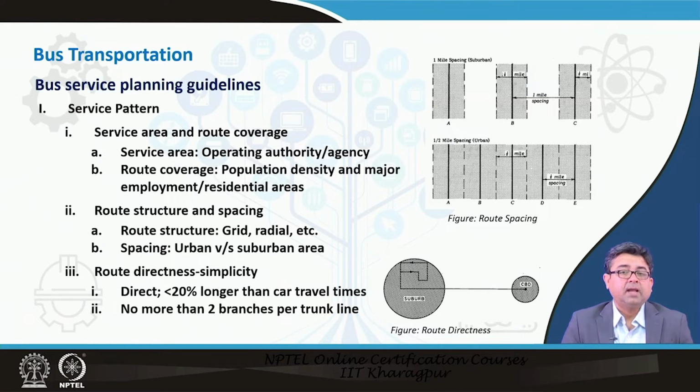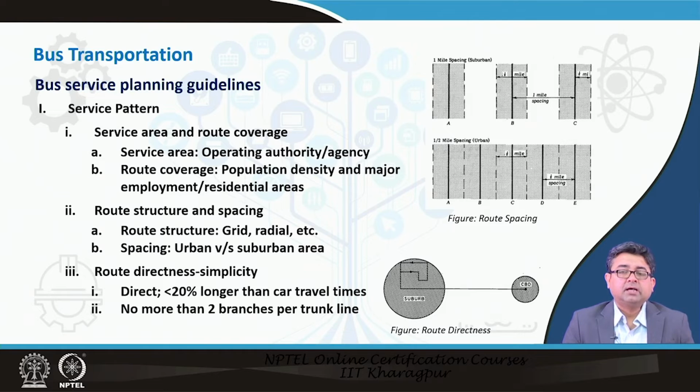The next thing to plan for is route directness or simplicity. What is advised in the guidelines is that the route directness is measured in a way that any route should be less than 20% longer than a car travel time, right, because your bus is a direct competition to your private vehicle or car. So, the route that the bus takes should be no more than 20% greater than the car travel time, because with the car you can travel point to point, whereas with the bus you cannot travel point to point.